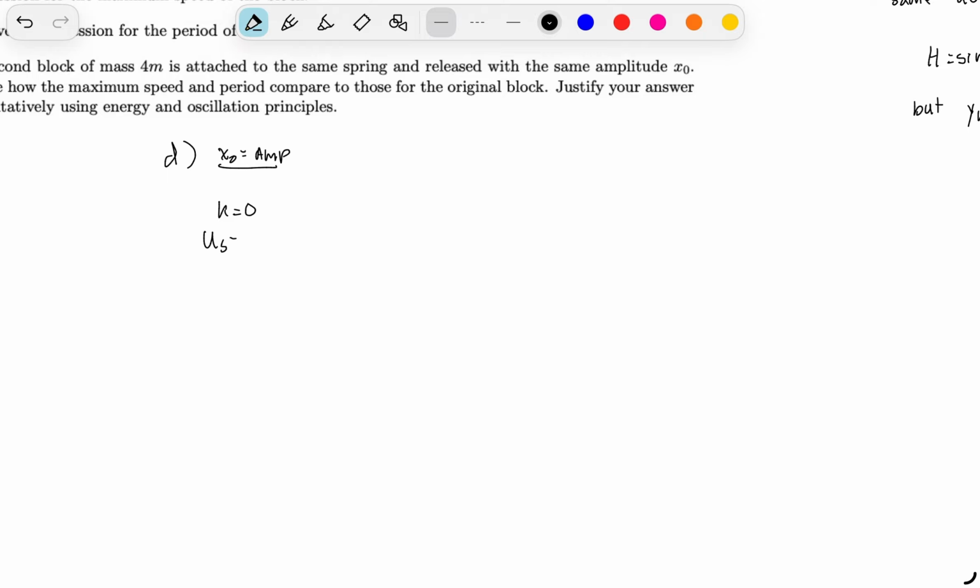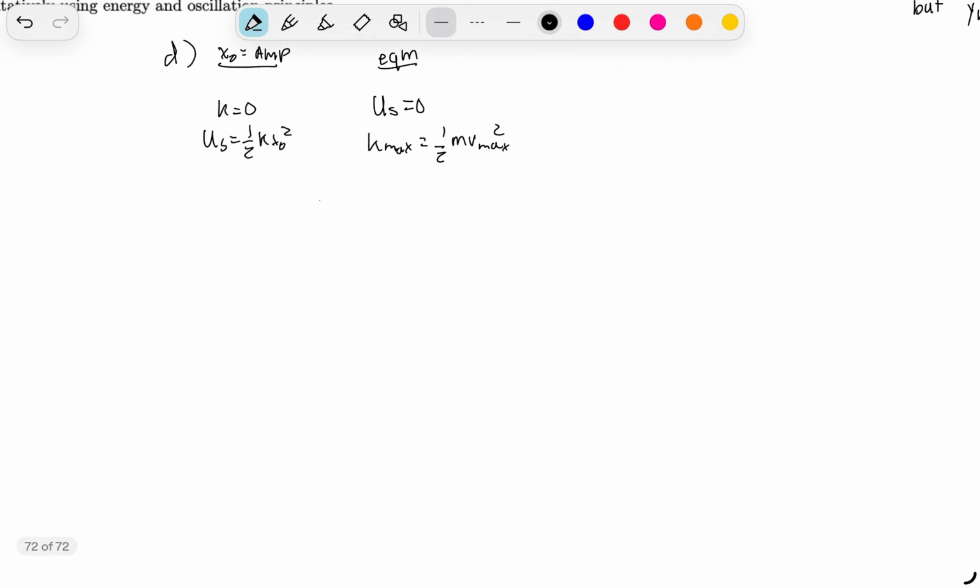You're going to have U_S equal to 1/2 k x naught squared. Then when you're at your equilibrium, zero displacement from the horizontal, your natural state, you're going to have U_S equal to 0. You're going to have K max equal to 1/2 m v maximum squared. And you can set these energies equal because the total energy remains the same at each of these points.